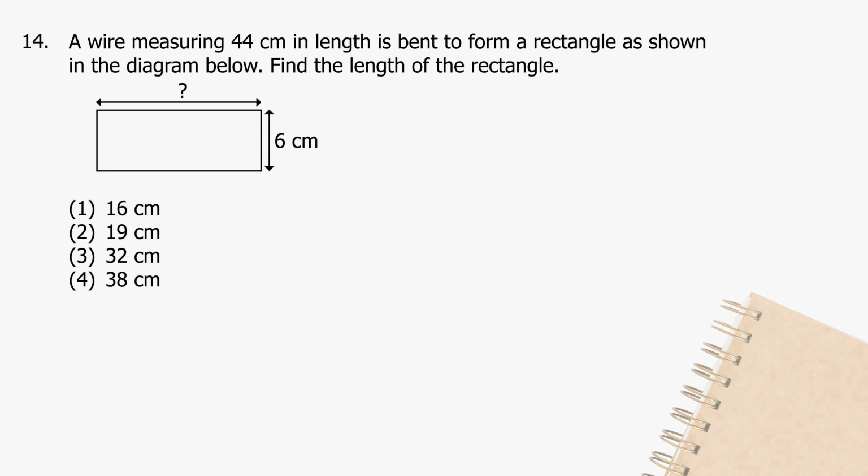Question 14. A wire measuring 44 cm in length is bent to form a rectangle, as shown in the diagram below. Find the length of the rectangle.